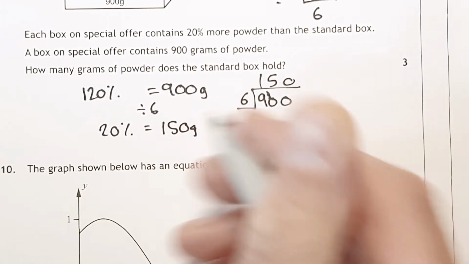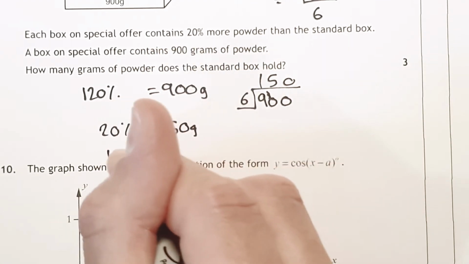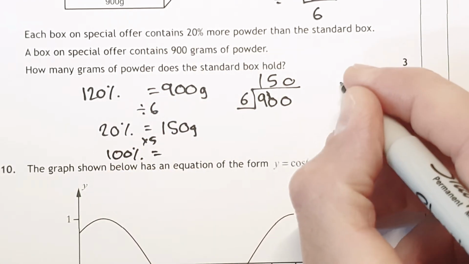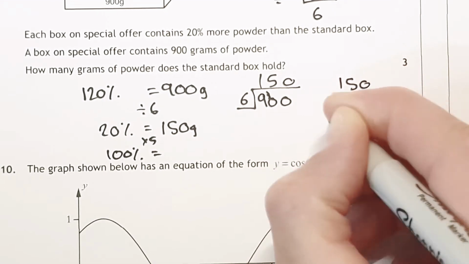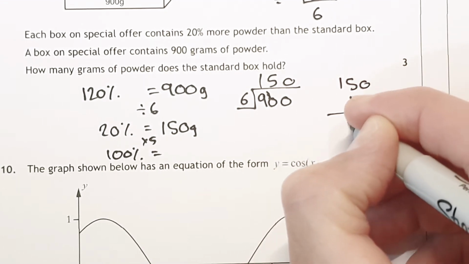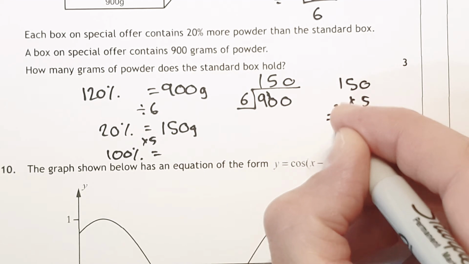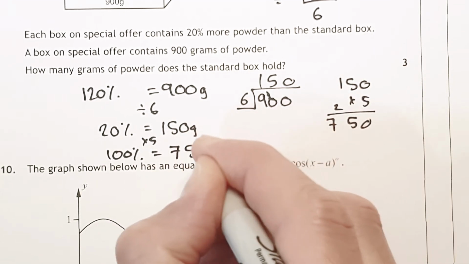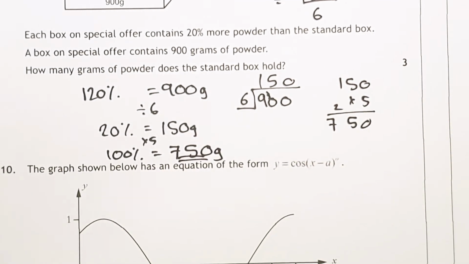Now we're looking for 100%, so we're going to times that by 5. So 100% equals 150 times 5. 5 zeros are 0, 5 fives are 25, carry the 2, 5 ones are 5 and 2 is 7. So it would be equal to 750 grams, just a different way of doing the same question.